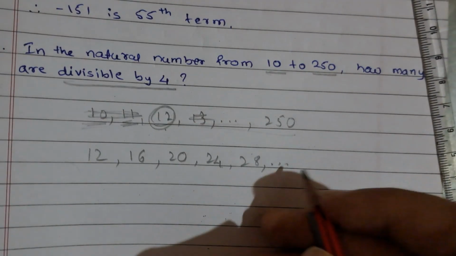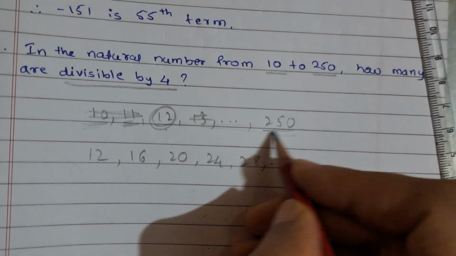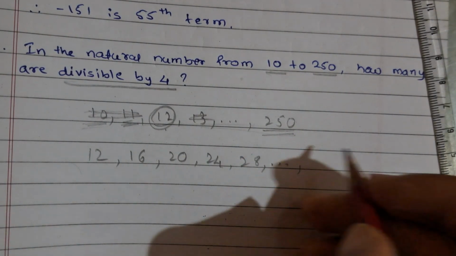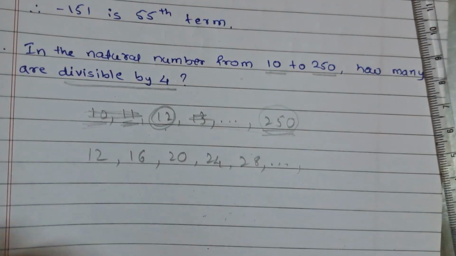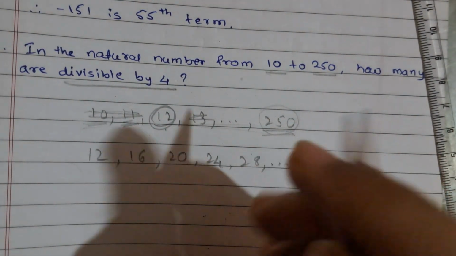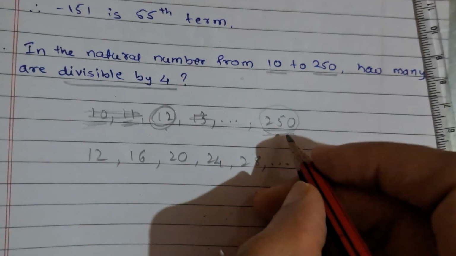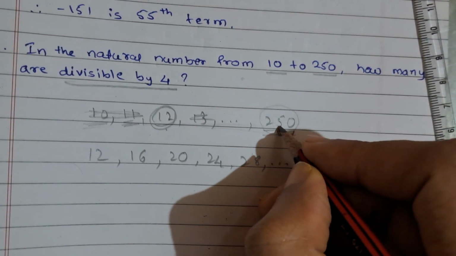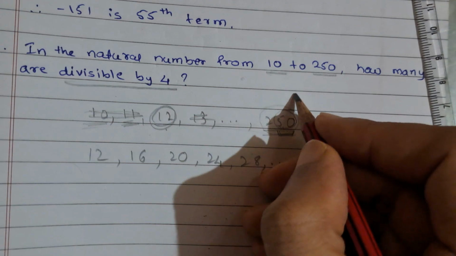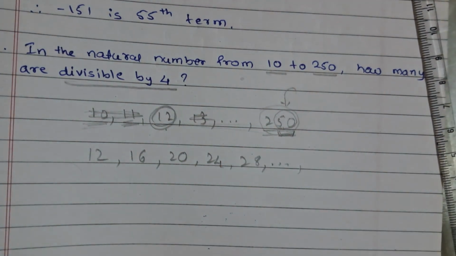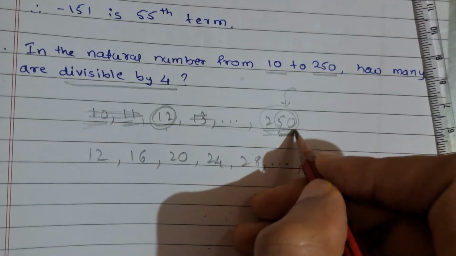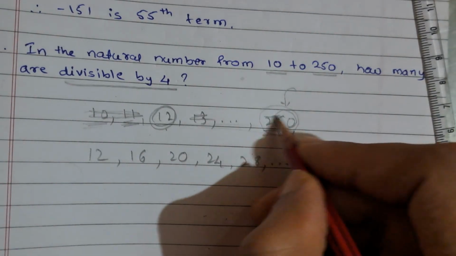But what will be the last number? Do you think 250 goes in 4's table? It will not. Now comes the question, how to identify whether the number goes in 4's table or not. The simple process is the divisibility test of 4. It says, look into the last 2 digits. If these last 2 digits go in 4's table, then the complete number goes in 4's table. Since 50 doesn't go in 4's table, that is the reason why 250 doesn't go. That means I can't take this.